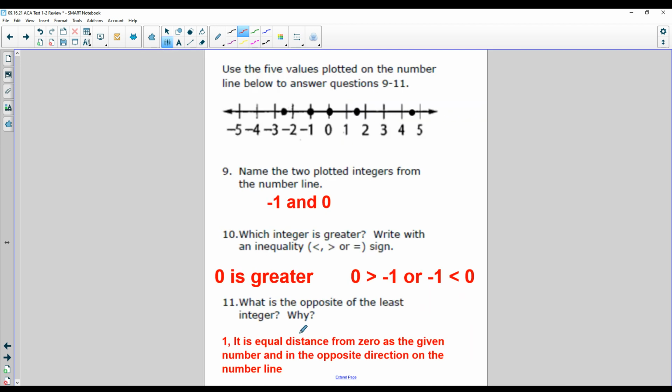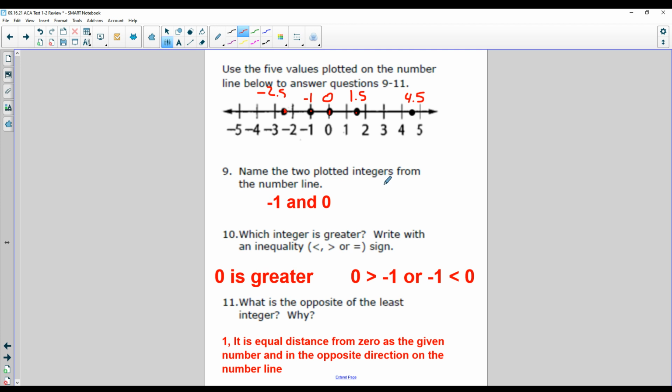Number 9, 10, 11. Use the 5 values plotted on the number line below to answer questions 9 to 11. Before I do it, I'm going to label each one. This is 0. This is negative 1. This is in the middle of 1 and 2, so 1 and 5/10 or 1.5. This is in the center, so it's 4.5 or 4 5/10. Going back, negative 1, negative 2, negative 2 and 5/10 or negative 2.5.